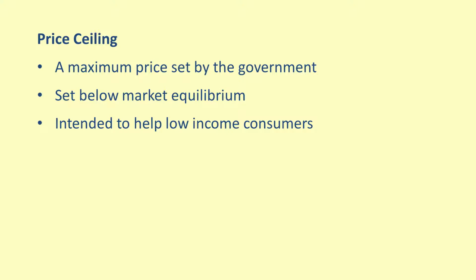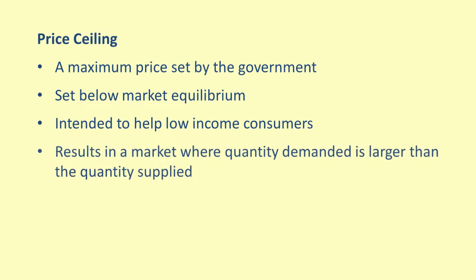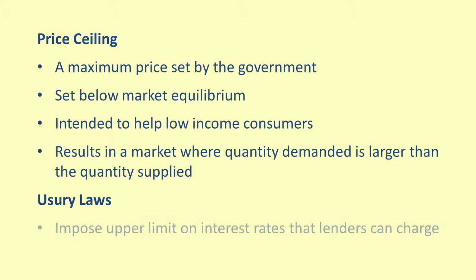The issue is that the supply of rental units decreases. Finally, it results in a market shortage where quantity demanded is larger than the quantity supplied. A similar concept to this is usury laws. These laws impose an upper limit on the interest rate that lenders can charge. In many cases, the upper limits are well above the market interest rate, but for this video, we will look at an instance where it is below.